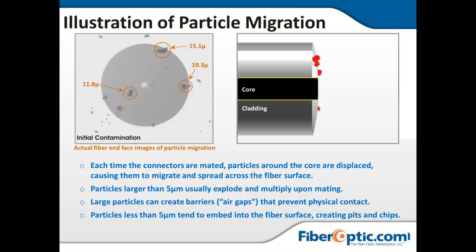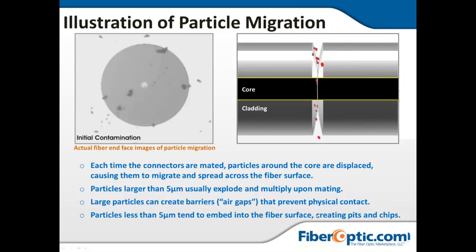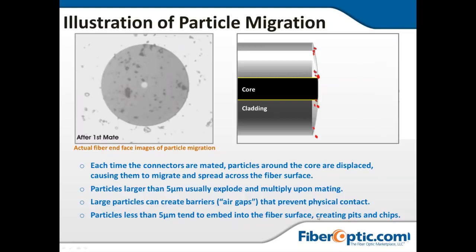Here's an illustration of particle migration. This is one of the things we're talking about. Why use a launch box? Why use cleaning supplies? Always inspect your connector, clean your connector, and use a launch box. Each time the connectors are mated, you'll see the particles move around the core, causing air gaps between the fibers, and dirt, debris and particles get smashed and damage the end ferrule.